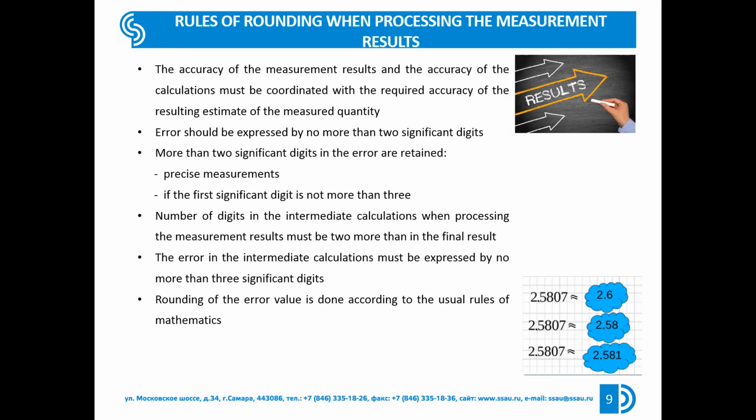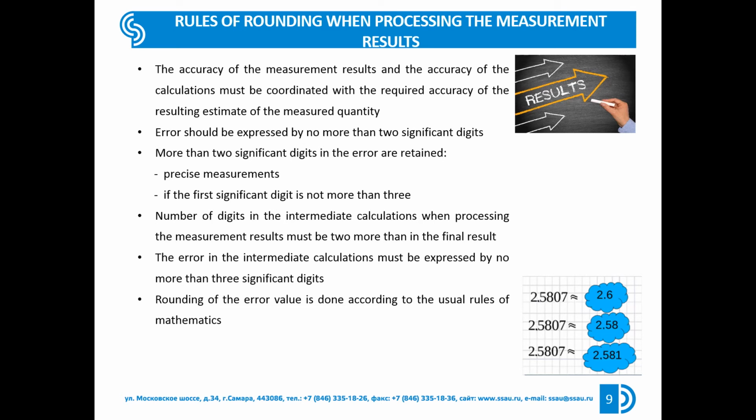The following rounding rules apply when processing the measurement results. The accuracy of the measurement results and the accuracy of the calculations in processing the measurement result must be coordinated with the required accuracy of the resulting estimate of the measured quantity. The error of the measured value should be expressed by no more than 2 significant digits.